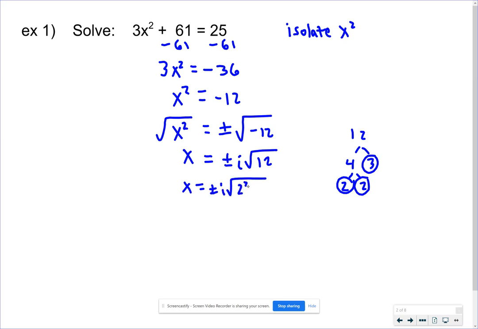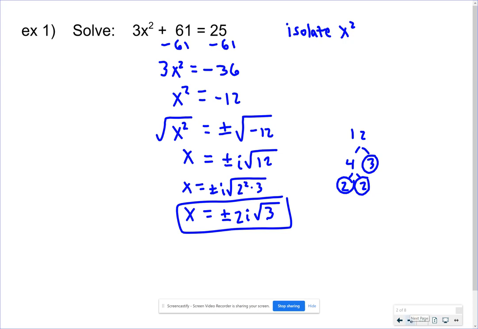2 squared times 3. The 2 will come out because the square root of 4 is 2. Notice the location we're putting the 2. Plus or minus 2i radical 3. And we are done.